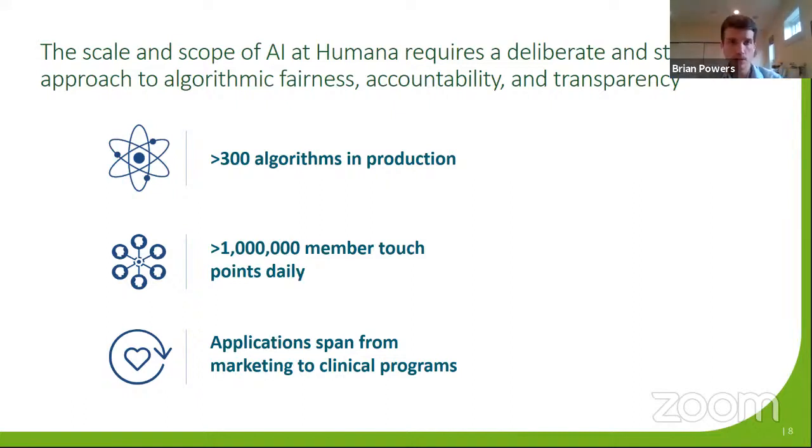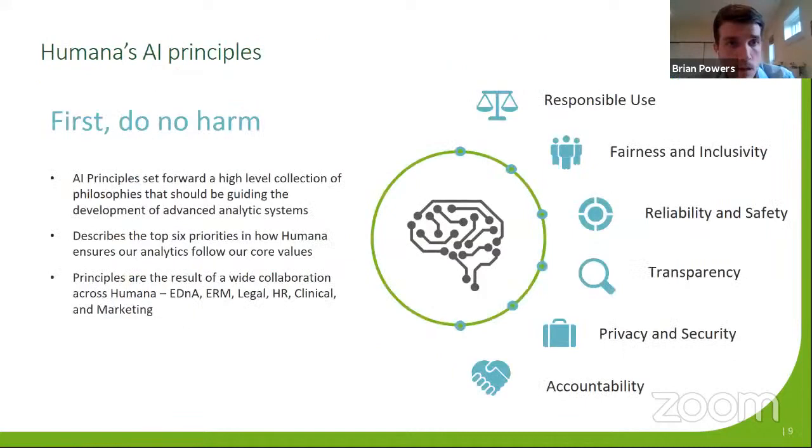Brent will go into this in a little bit more detail, but we have over 300 algorithms in production. Those algorithms contribute to over 1 million member touch points every day, and the applications are vast. They span from marketing to clinical programs, and we can't afford to get this wrong. So what have we done as an organization to focus our energies around making sure that those algorithms are advancing the goals that we're committed to as a healthcare company, and not causing any undue harm?